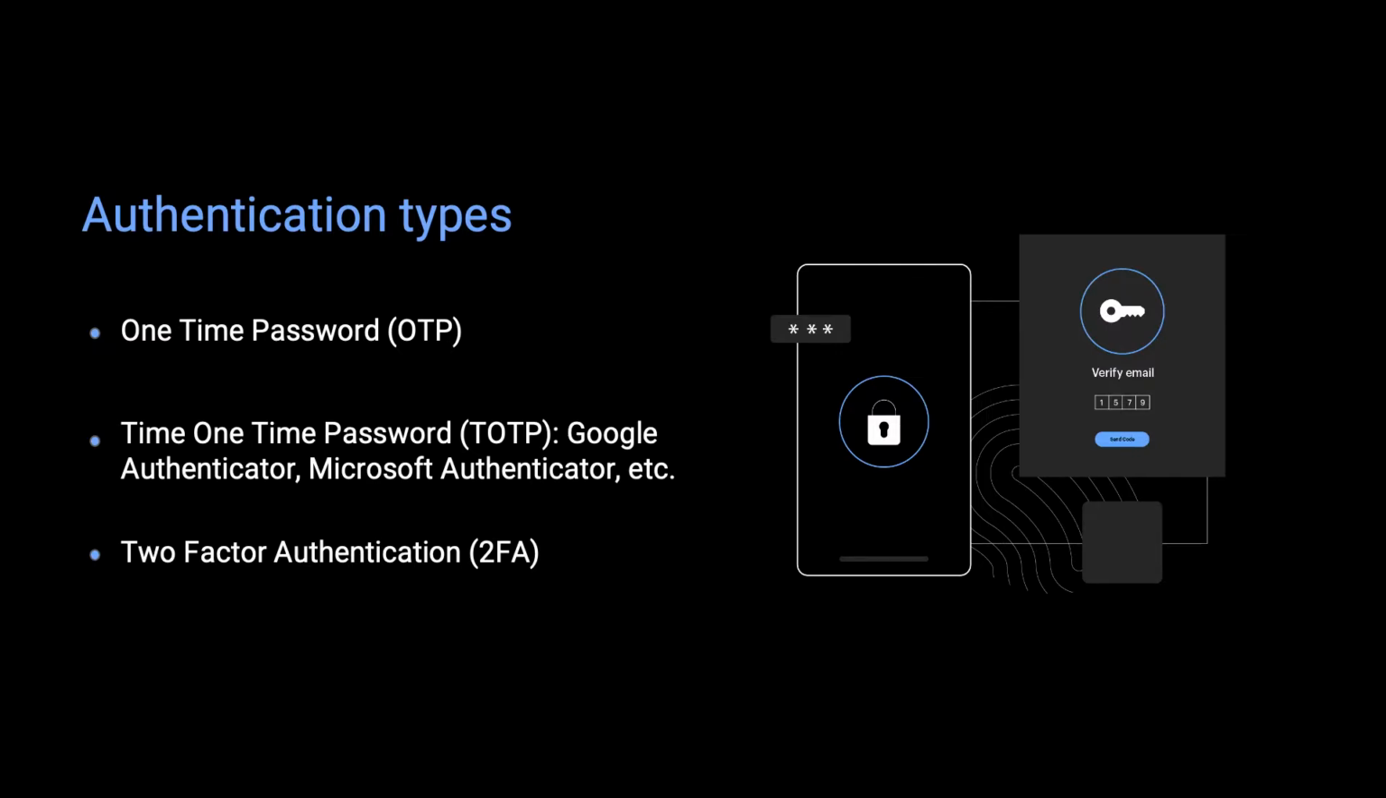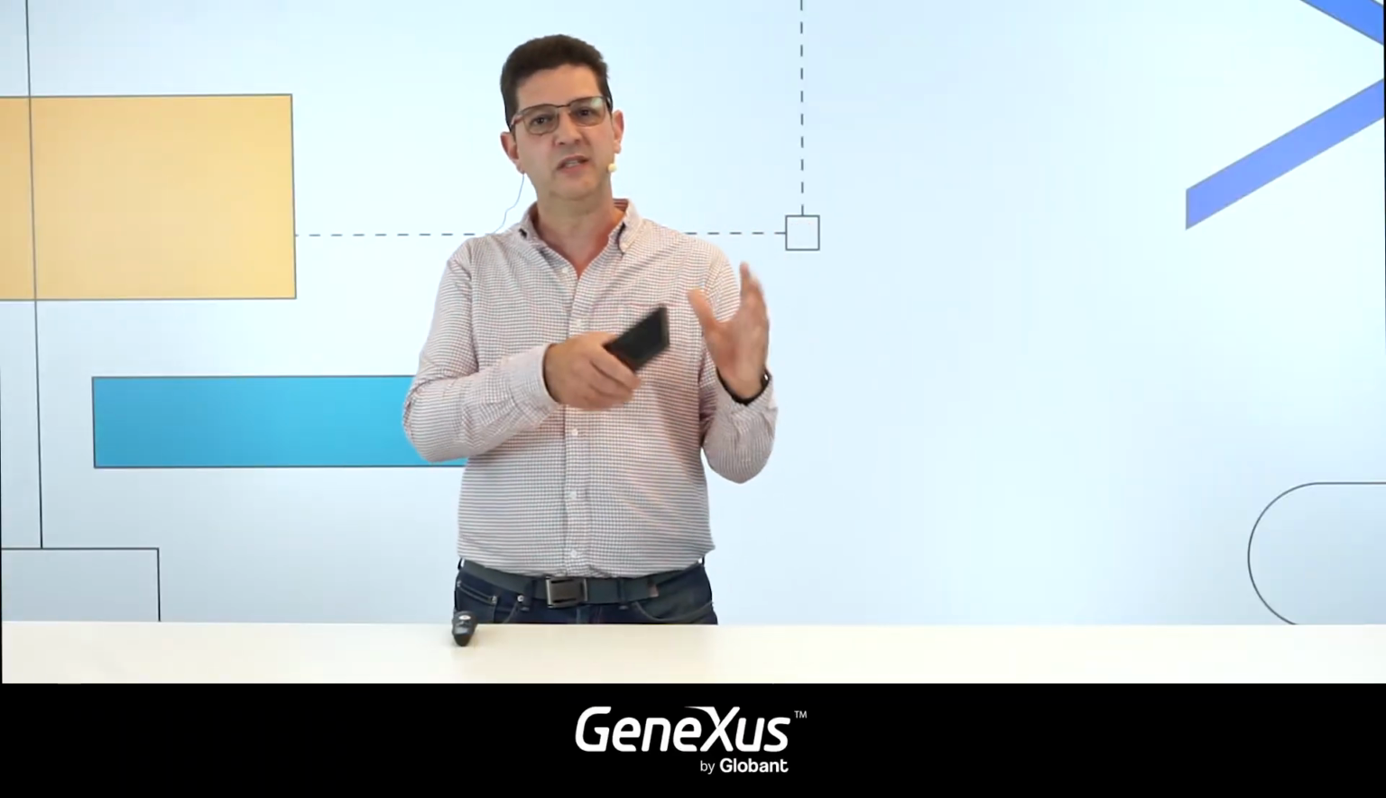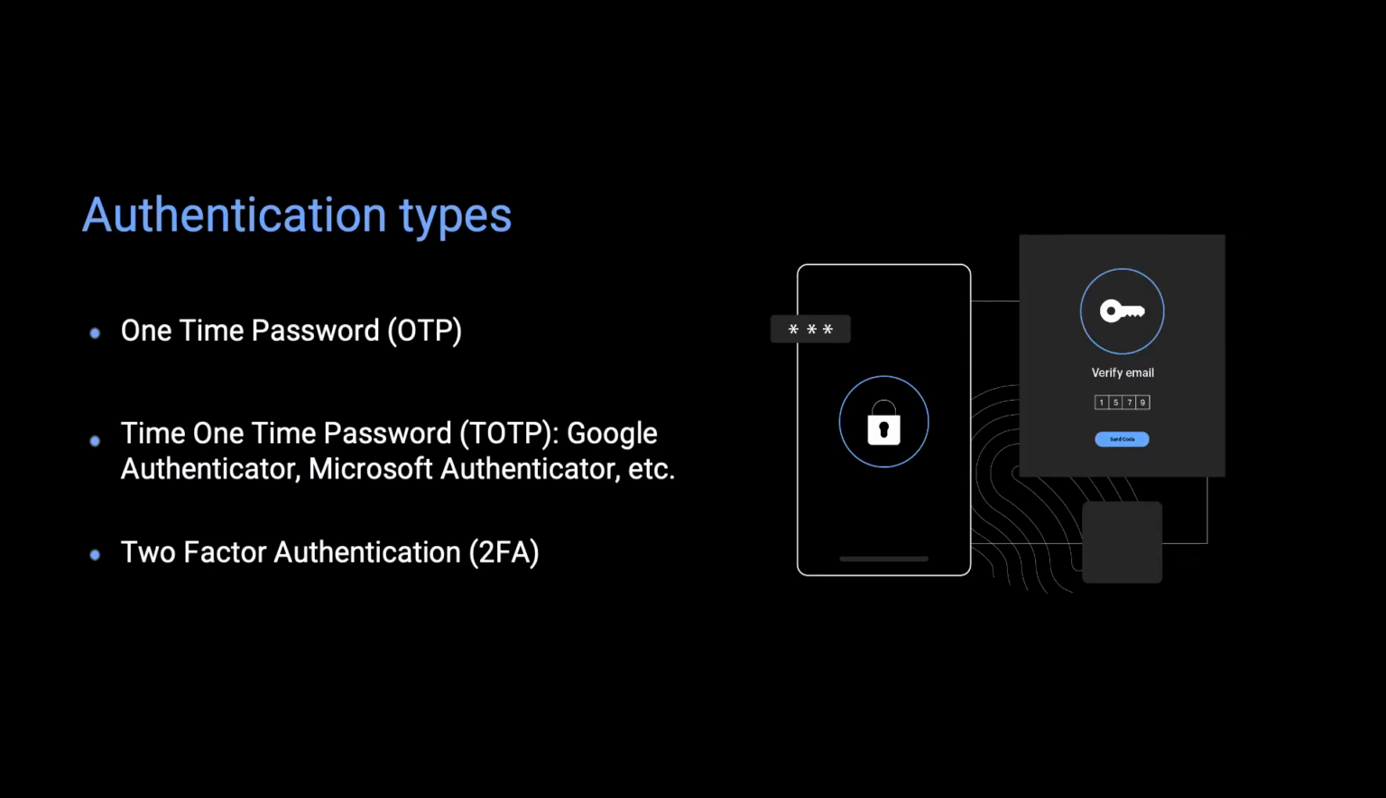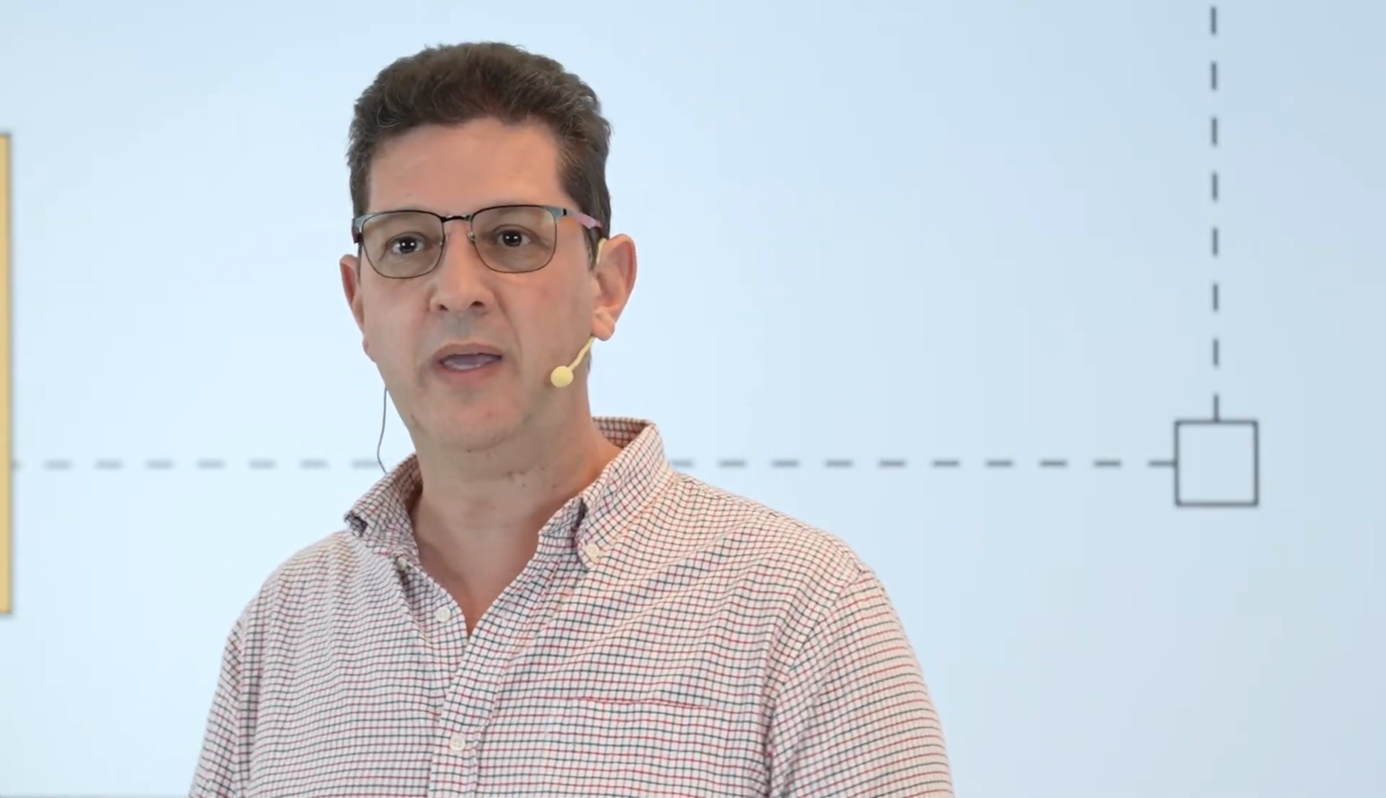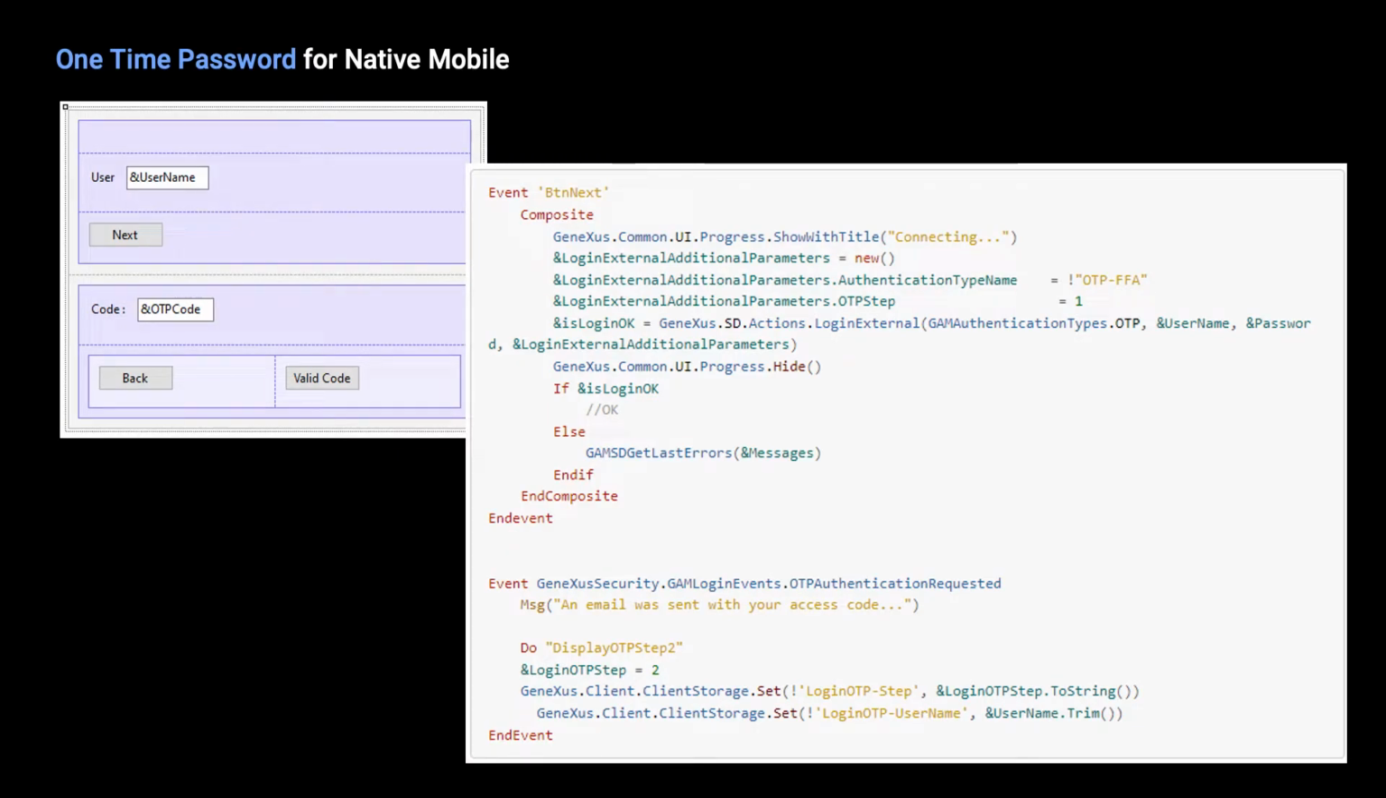Another feature that we have implemented is 2FA, two-factor authentication, which is the same as multi-factor authentication. This means that you will validate two different values to have access to the application. For example, you could use as a first step a user and password, and if that is successful, then you move on to a second factor, which could be OTP or TOTP. For version 18 we did the same for mobile and web generators, and I'll show you in a couple of minutes how to implement these authentications in mobile. This is the example to implement a one-time password for native mobile.